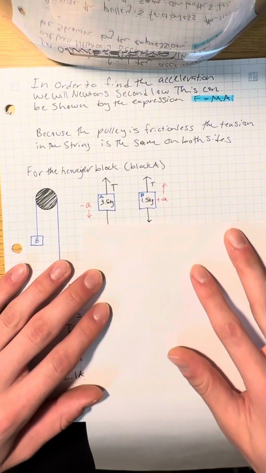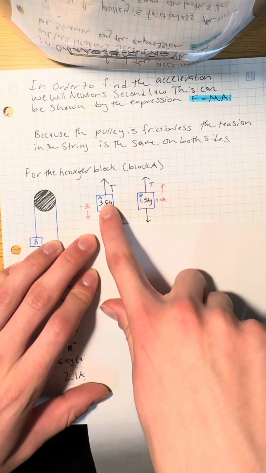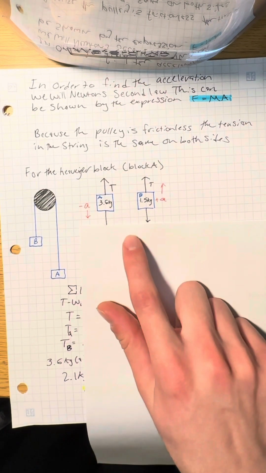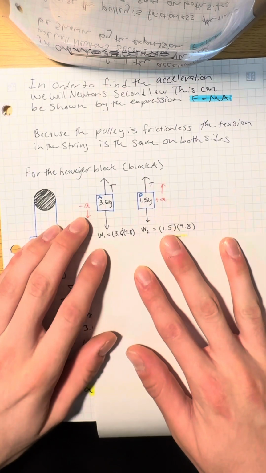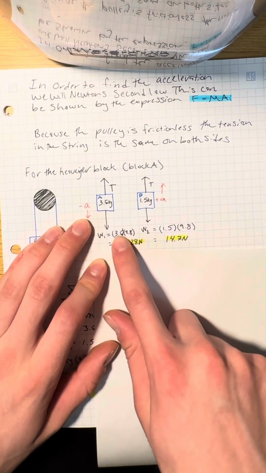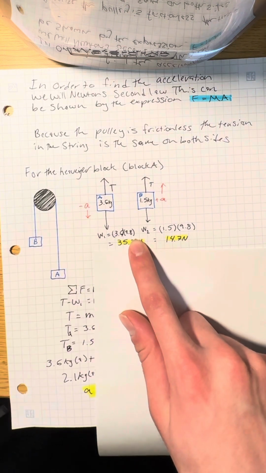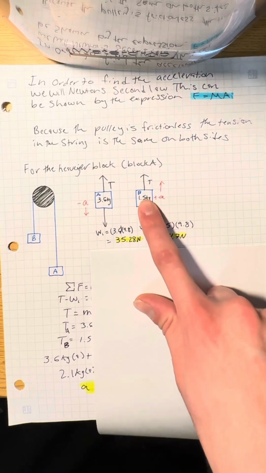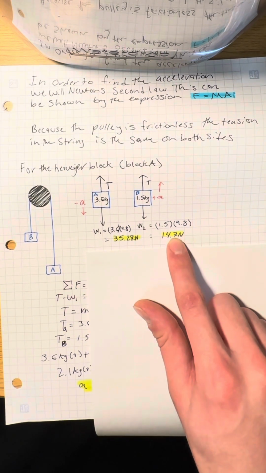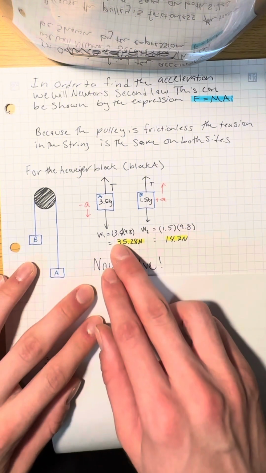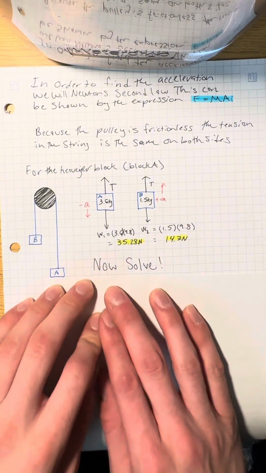In order to calculate the first value, you have to multiply our mass times 9.8, which is the value of gravity. So for block A, we get 35.28 once 3.6 is multiplied by 9.8. Similar to that, 1.5 times 9.8 equals 14.7. Now, we can use these numbers here to solve, all right?